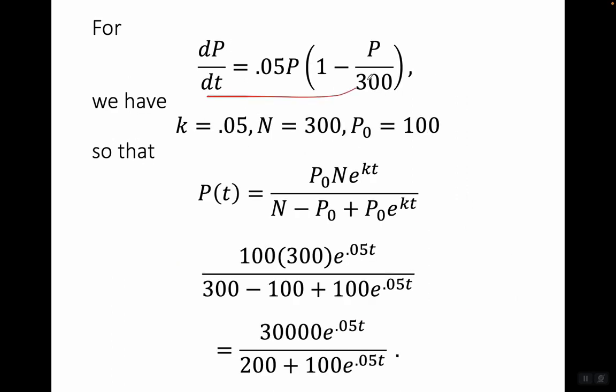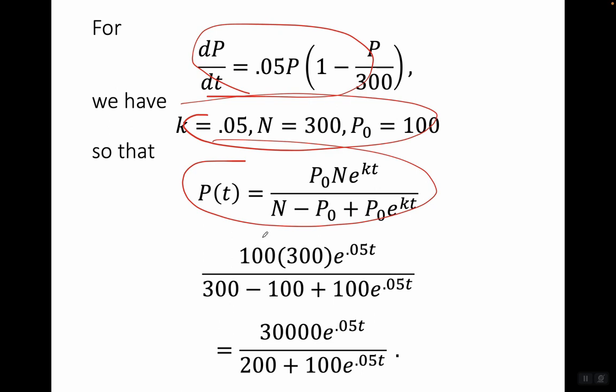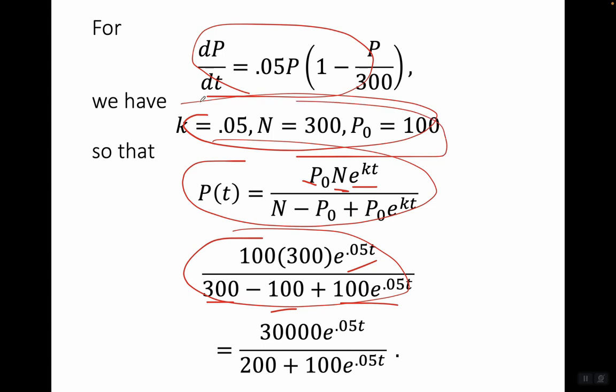Now, for this differential equation, we have k equals 0.05, n equals 300, and p0 equals 100. So this solution, p(t), ends up looking like this. We have 100, that's p0, times n, that's 300, times e to the kt, that's e to the 0.05t, all over n, which is 300, minus p0, so that's minus 100, plus p0 e to the kt, in other words, 100 e to the 0.05t. All I'm doing is plugging these numbers into our solution. And when we simplify it, we end up with 30,000 e to the 0.05t all over 200 plus 100 e to the 0.05t.